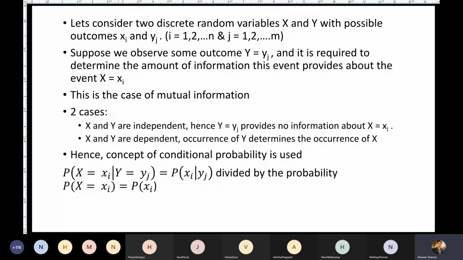So when X and Y are dependent, the occurrence of Y helps us to determine the occurrence of X. Any happening where two different events are related is a case of mutual information. Are we good, students? This concept of mutual information.